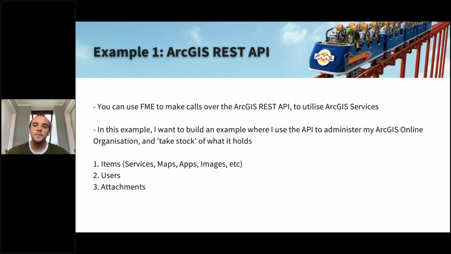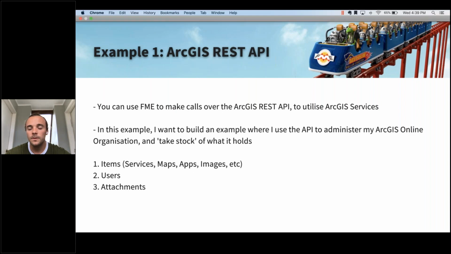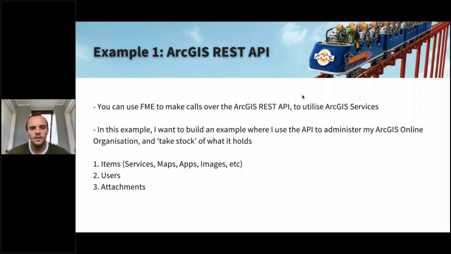So here you can use FME to make calls over the ArcGIS REST API and utilize the most out of ArcGIS services. So in this example, I want to build an example where I use the API to administer my ArcGIS online organization and take stock of what it holds. So today I'm going to just look at two. I'm actually not going to look at users because I've just realized I only have one user to query, which doesn't make a particularly good example. I'm just going to look at the items in an ArcGIS online organization, my own dev account, and then also I'm going to query a feature layer to return the attachments.